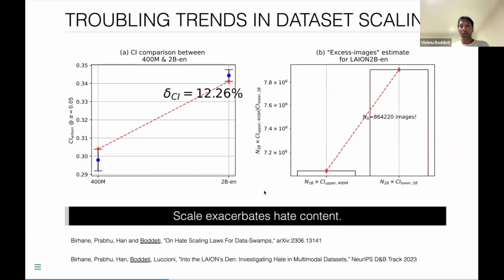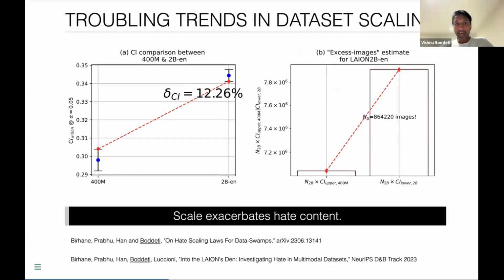So here we numerically quantify how much the hate content increases. This is a 12.26% increase in the amount of hate content when you go from a 400 million data set to a 2 billion data set. So a 5 times increase in data set size increases the percentage of hate content by around 12.25%. If you look at the number of images this corresponds to, it's about 864,220 images. So that many more images have hateful content in them.